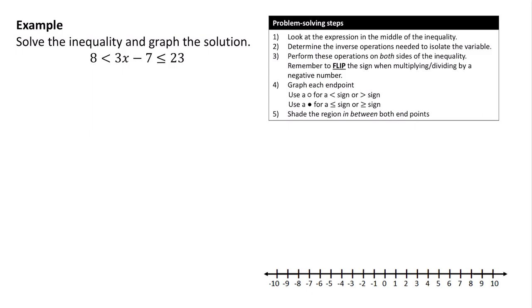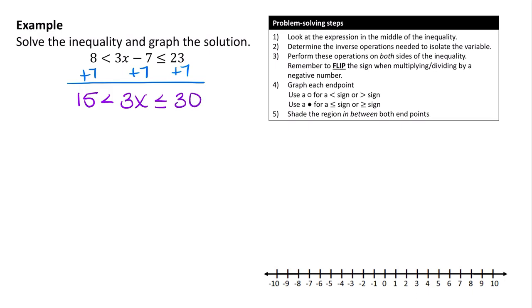So what do we need to do to isolate x in this 3x minus 7? Well, to start off, we need to add 7, right? So when we add 7 here, I'm going to add 7 everywhere in my inequality. Okay, so in the middle, and then on the left and on the right. So when I do that, on the left side, I get 8 plus 7, which is 15, and that's less than 3x, which is less than or equal to 23 plus 7, which is 30.